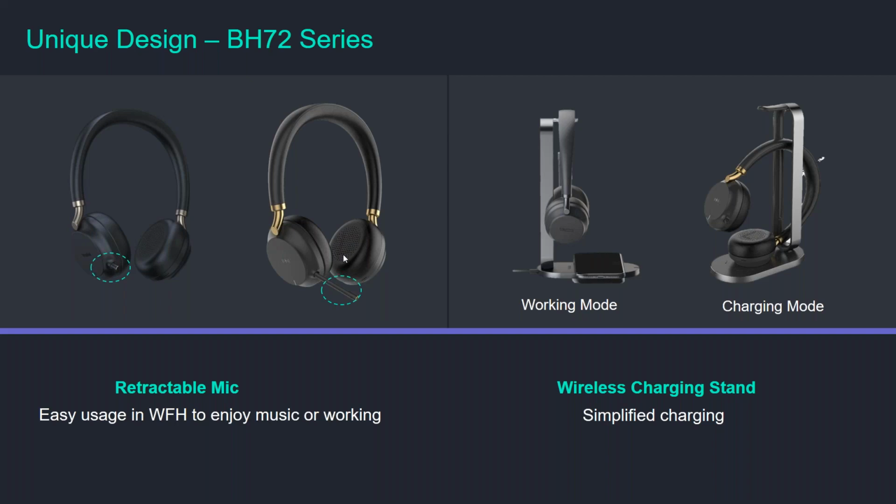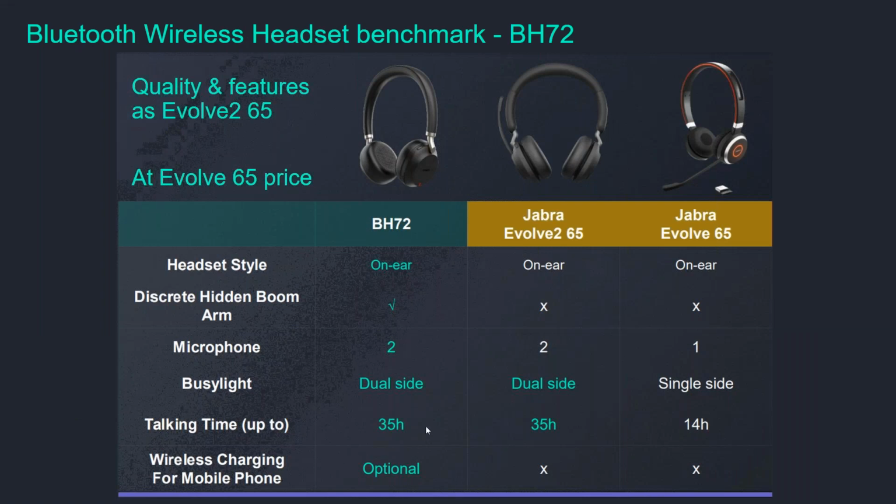Is the battery replaceable on the BH72? I'm not sure, but you know the battery life. Let me get you some data here. The talk time could be up to 35 hours. So I don't think the battery is replaceable currently by the users.